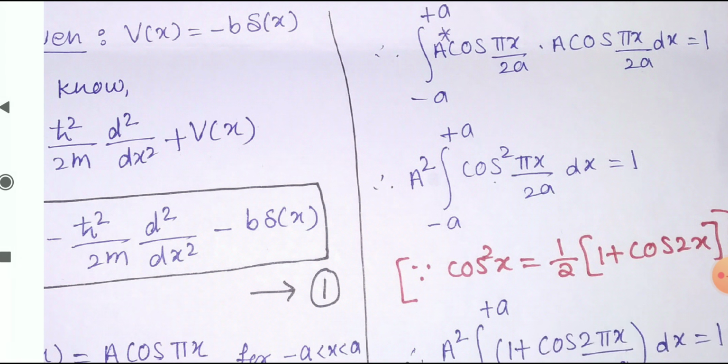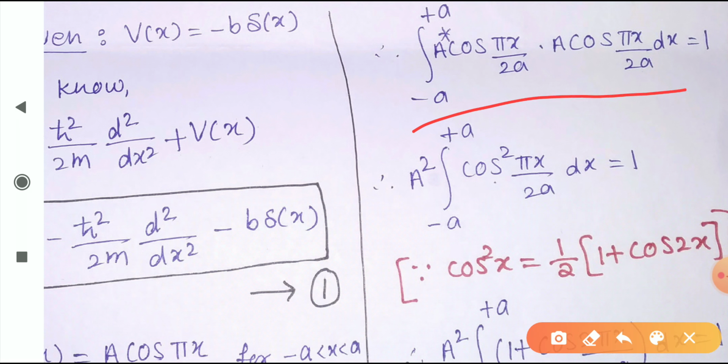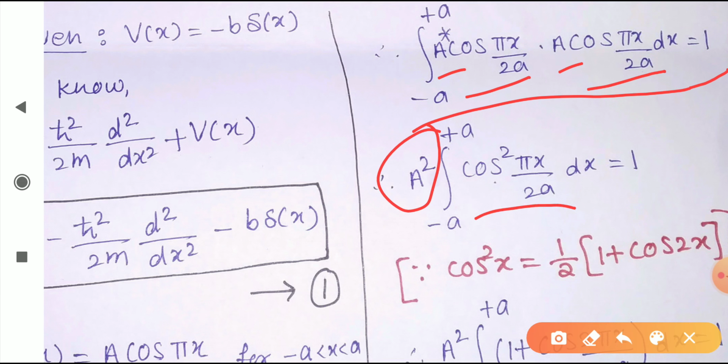Okay, so here we have substituted N equals 1, I have written as it is. Now you can see that when we take A star, A outside will get a square here, and inside we will get cos(πx/2a). Here also we have cos(πx/2a). So if we multiply this, we will get cos²(πx/2a) dx, which is equal to this one, I will write as it is.